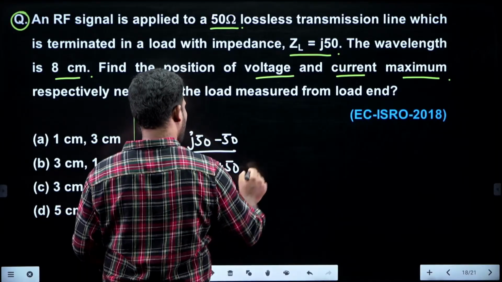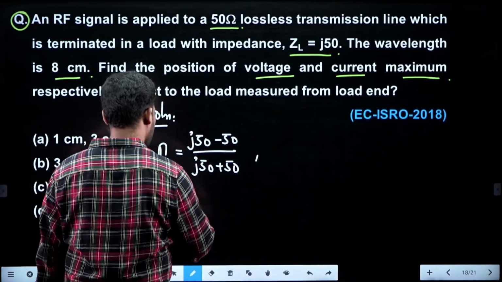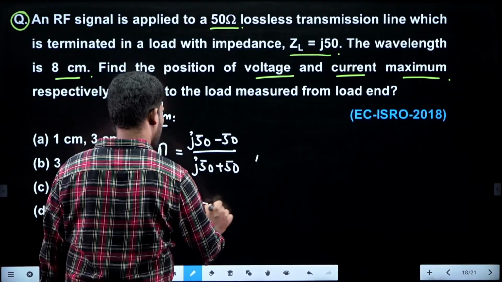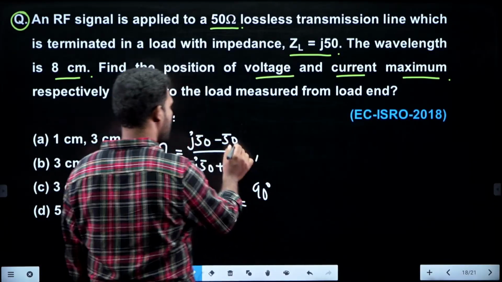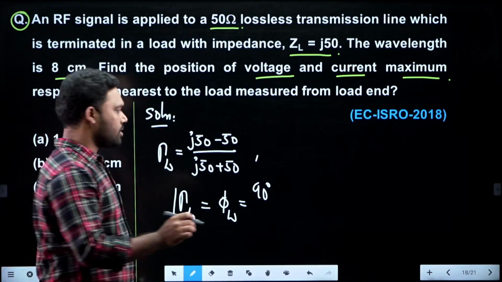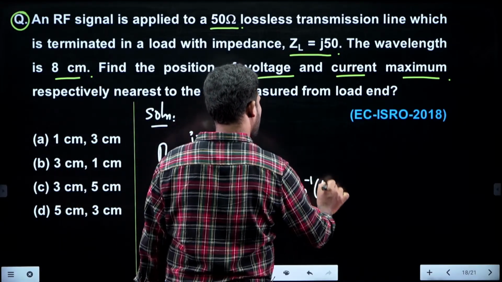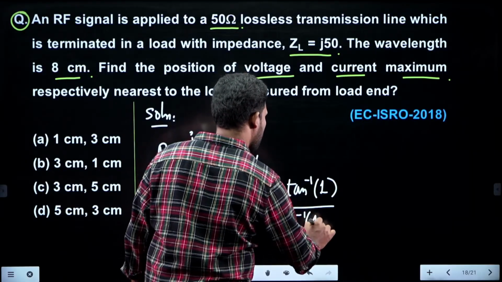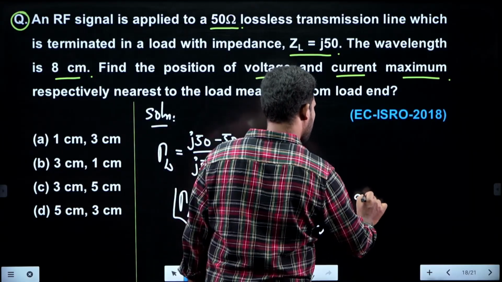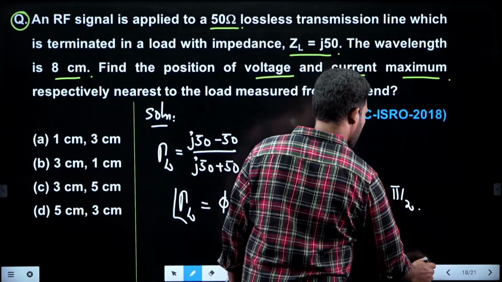So what is the magnitude of the reflection coefficient? Magnitude is not required, angle is required. So angle of reflection coefficient will be represented with phi L. So which is 90, because this point is in the second quadrant. So 90 degrees plus tan inverse of imaginary part by real part divided by tan inverse of imaginary part by real part, it is pi by 2.